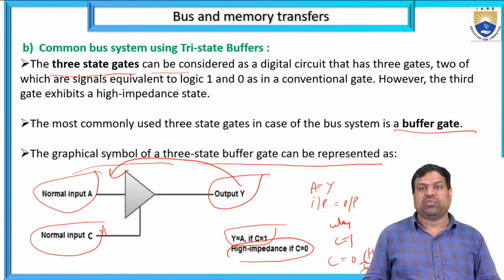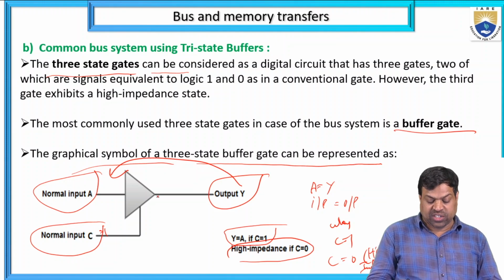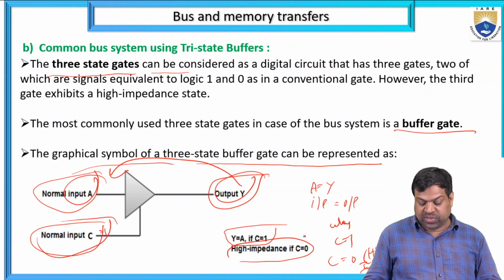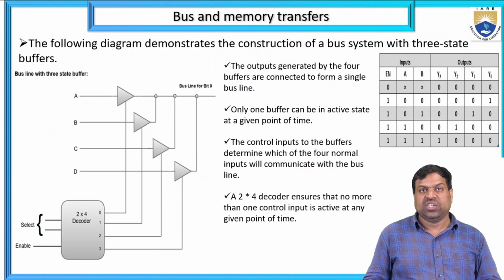So the graphical symbol of a 3-state buffer gate can be represented with an input A, an output Y, and a control input C. Y equals A when C equals 1. High impedance when C equals 0. And the final diagram demonstrates the construction of a bus system with a 3-state buffer.